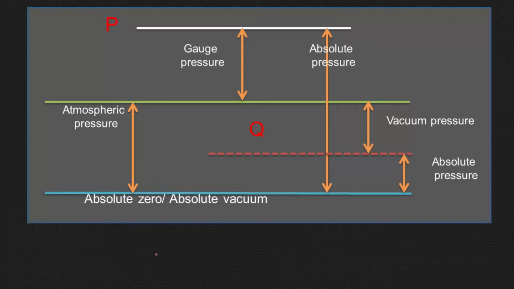To understand it, I am going to use this diagram as shown in the slide. Here, the horizontal lines are pressure levels and the pressure increases vertically upward. This line at the bottom is absolute zero pressure, or there is no pressure at all, that is absolute vacuum. As the pressure increases, there is atmospheric pressure. For example, the atmospheric pressure at sea level is 760 mm of Hg or mercury column.